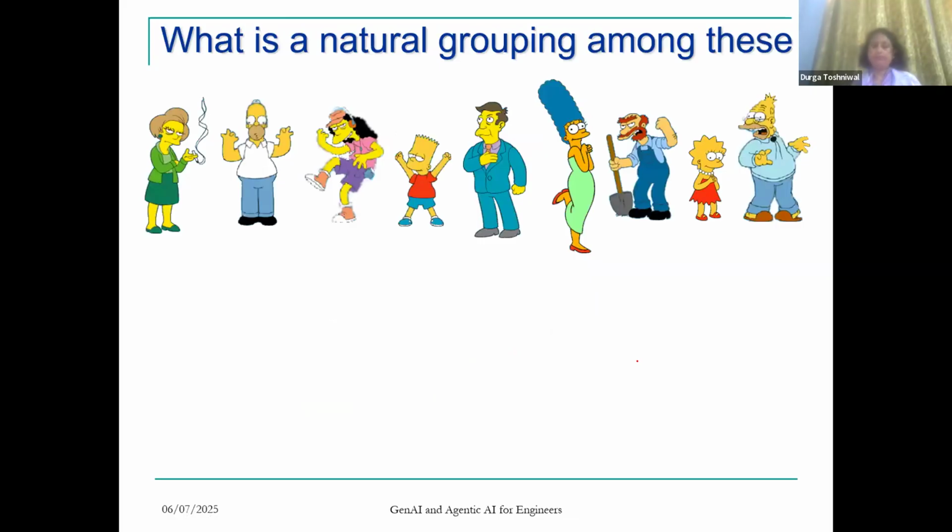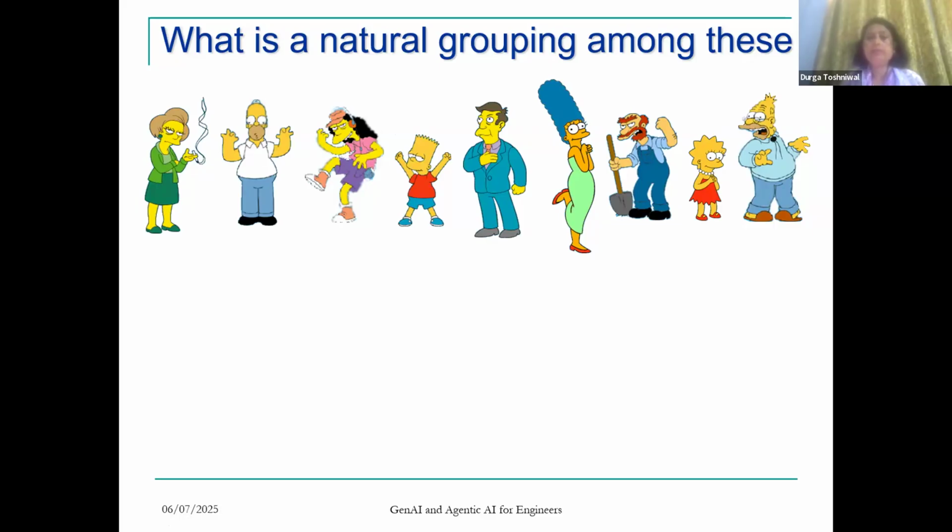So now we'll return back to what we were discussing. So if we look at these points, probably these characters may be reminding you of something. I am sure you all remember, these characters are nothing but the Simpsons family. Now the question is, what could be the natural groupings that could be identified from this data?